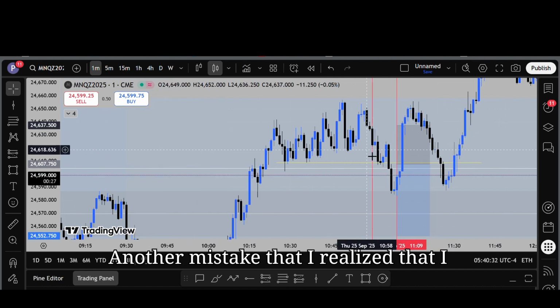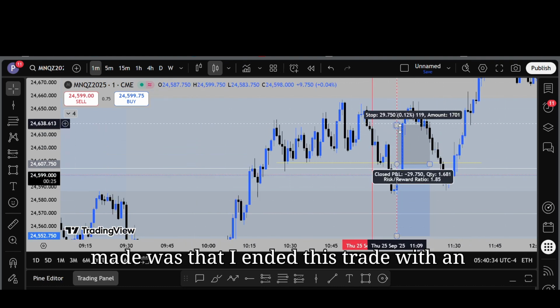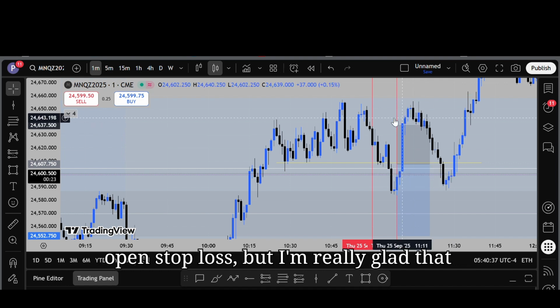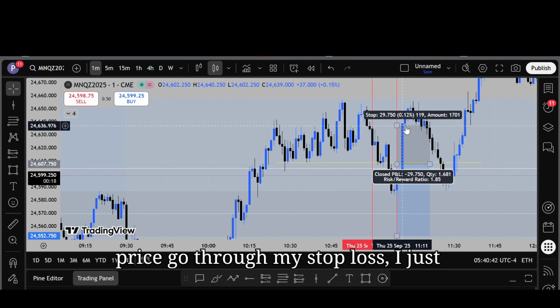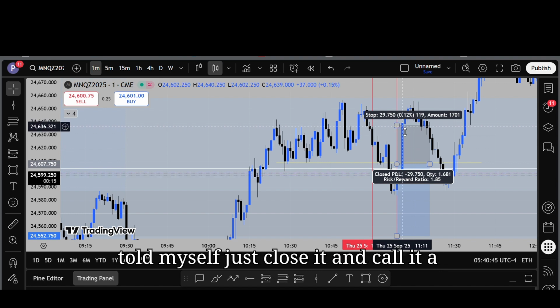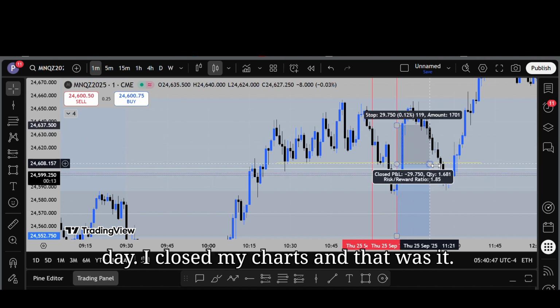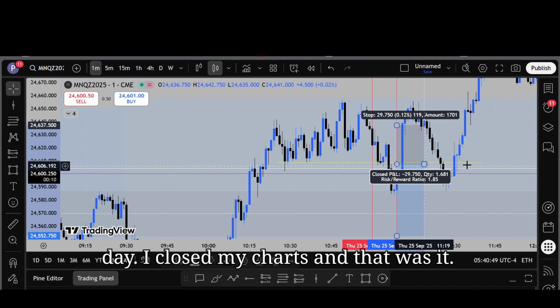Another mistake that I realized that I made was that I ended this trade with an open stop loss, but I'm really glad that I had the discipline to close it. Seeing price go through my stop loss, I just told myself, just close it and call it a day. I closed my charts and that was it.